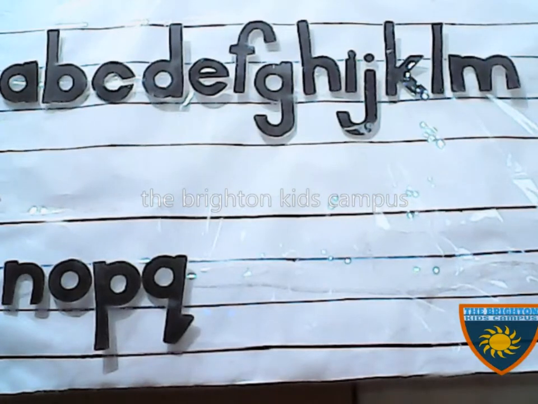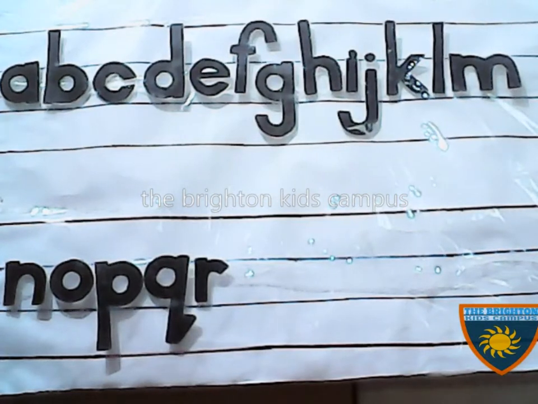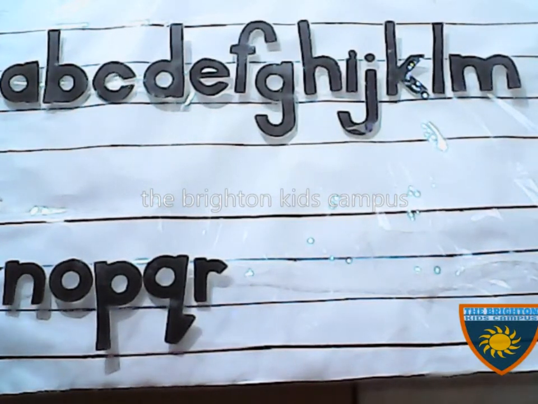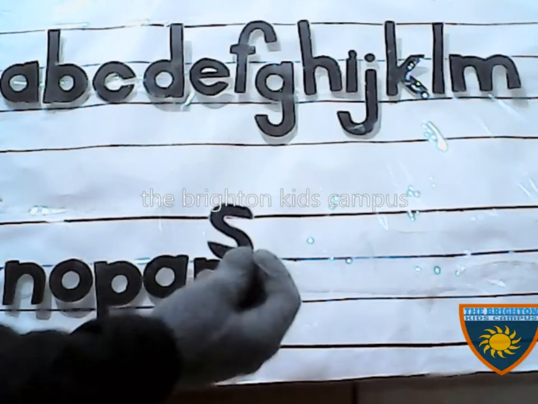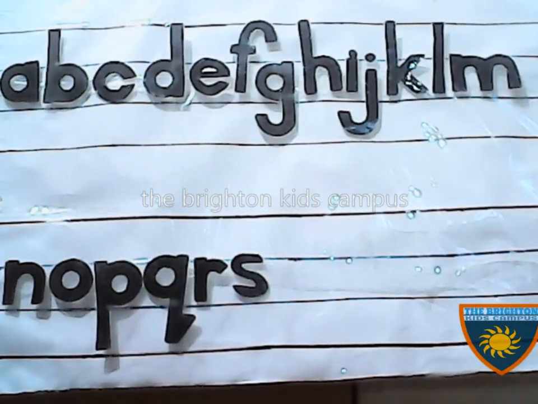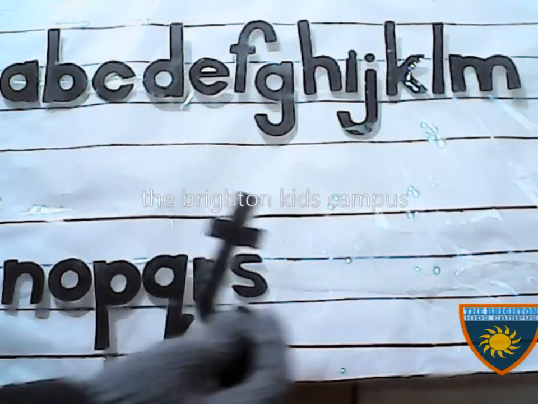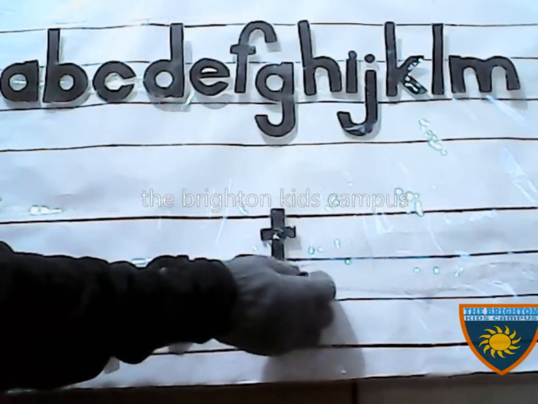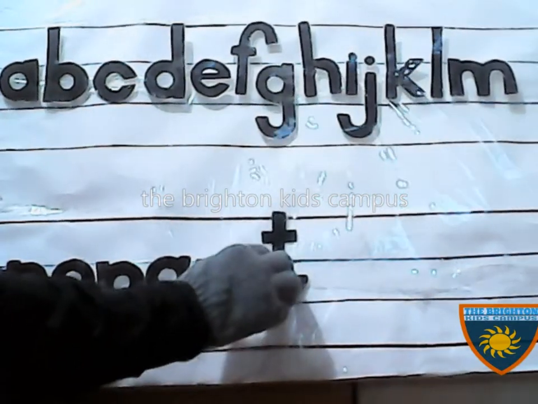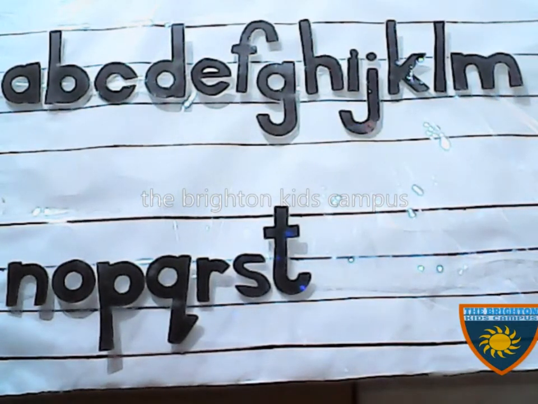A, B, C, D, E, F, G, H, I, J, K, L, M, N, O, P, Q, R. R is a grass letter. S. S is a grass letter. A, B, C, D, E, F, G, H, I, J, K, L, M, N, O, P, Q, R, S, T. T is a sky letter.